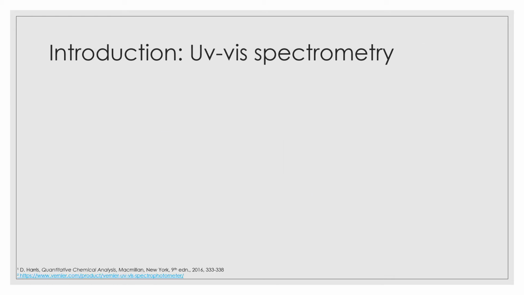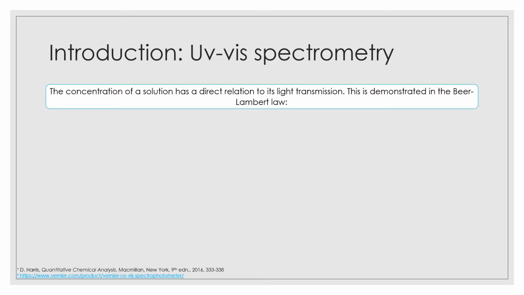Another way to determine the concentration of ions in our solution is to use a technique called UV-Vis spectrometry. This is based on the idea that a concentration is directly related to its light transmission, and this is demonstrated in the Beer-Lambert law.